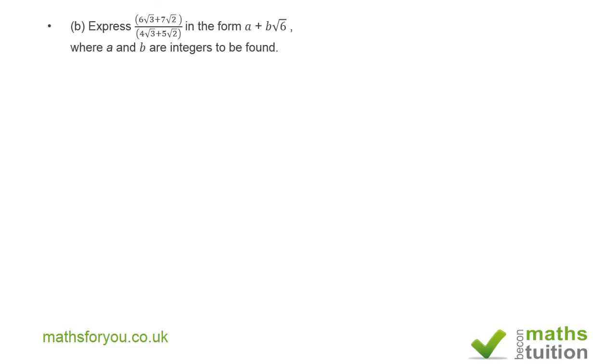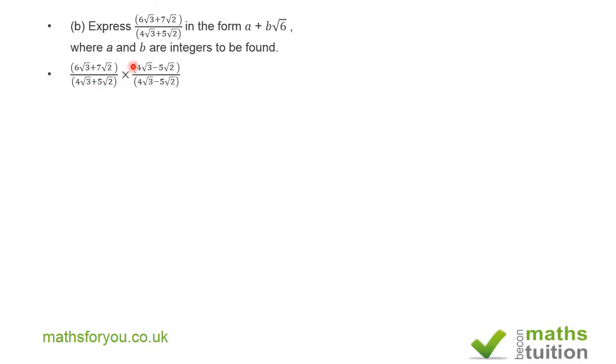Now this is part B of the question, and it carries 4 marks. It says, express 6 root 3 plus 7 root 2 over 4 root 3 plus 5 root 2 in the form of a plus b root 6, where a and b are integers to be found. What I want to do here is rationalize the expression given to us. By that I mean we don't want any square root signs in the denominator.